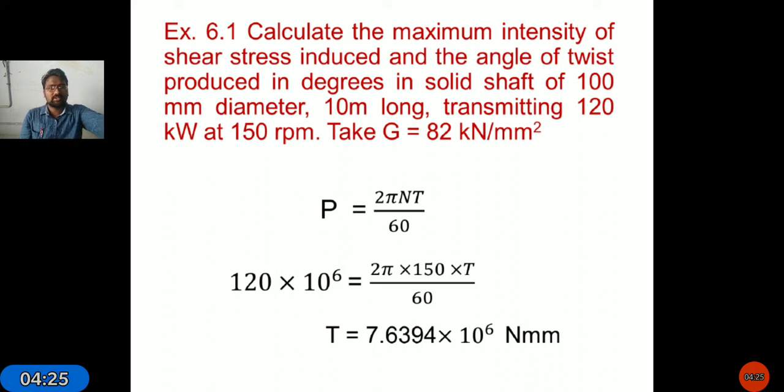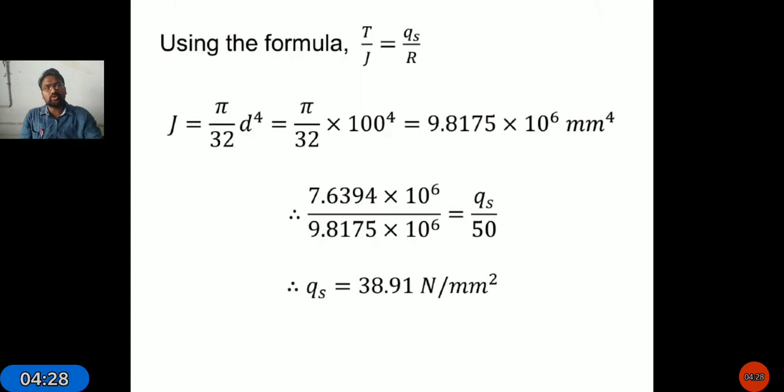Next, by substituting the value of torque in the torsional equation, we know that the torsional equation is T by J equals q by R equals G theta by L. Consider the first two terms, T by J equals q by R. Here we need to calculate the maximum shear stress, which develops at the maximum radius, so T by J equals q s by R. In that equation we know the T value and R value.